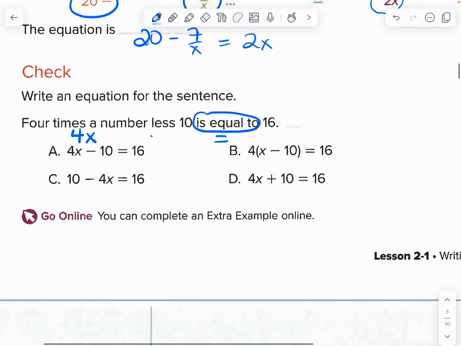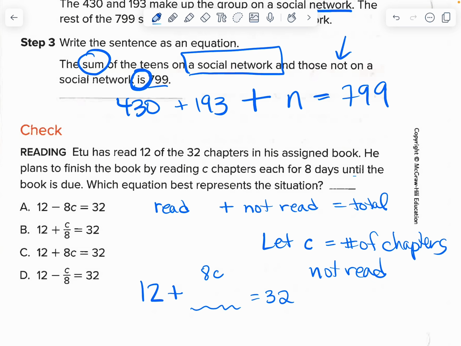So if he read one chapter for 8 days, and I multiplied that by the number of chapters, would that be what I'm looking for? Okay, so you have to think about it. You have to look at that. Is that what it's looking for? Or would it be C divided by 8? Which one do you think that it's going to be?